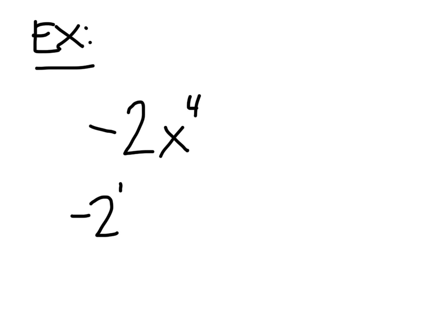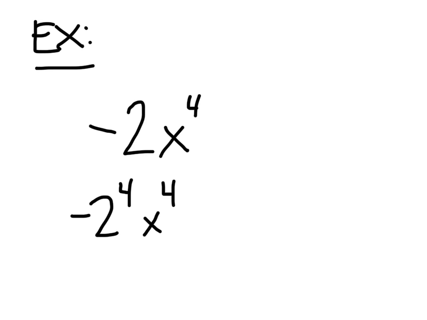So let's look at a number, like negative 2 times x to the power of 4. When you see this, this is what's going to happen inside your brain: is it negative 2 to the power of 4? Do you think these two are the same thing? No. Does it have to be in parentheses? They are not the same. Negative 2x would have to be in parentheses.